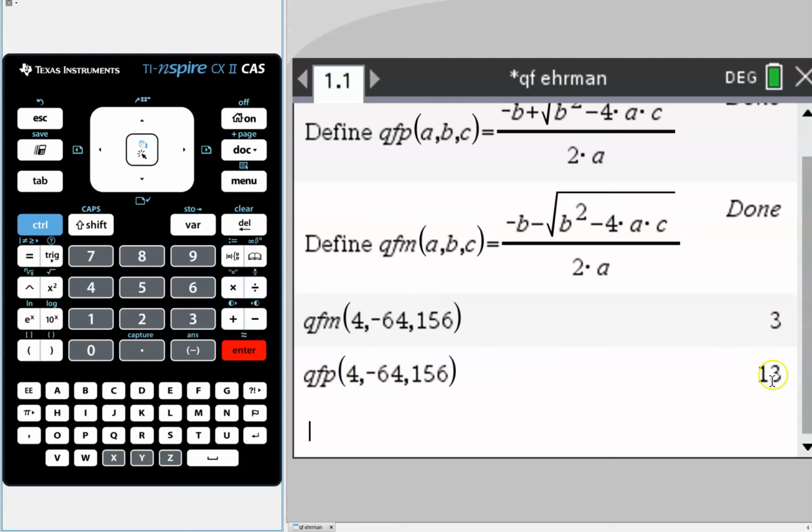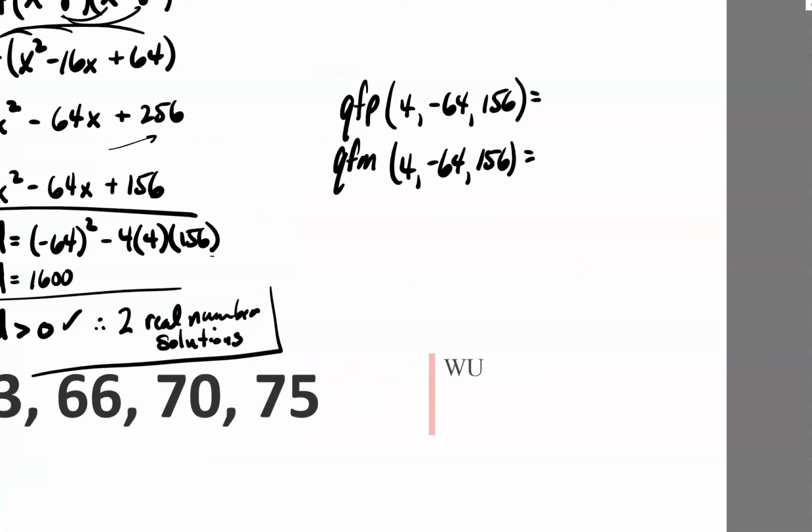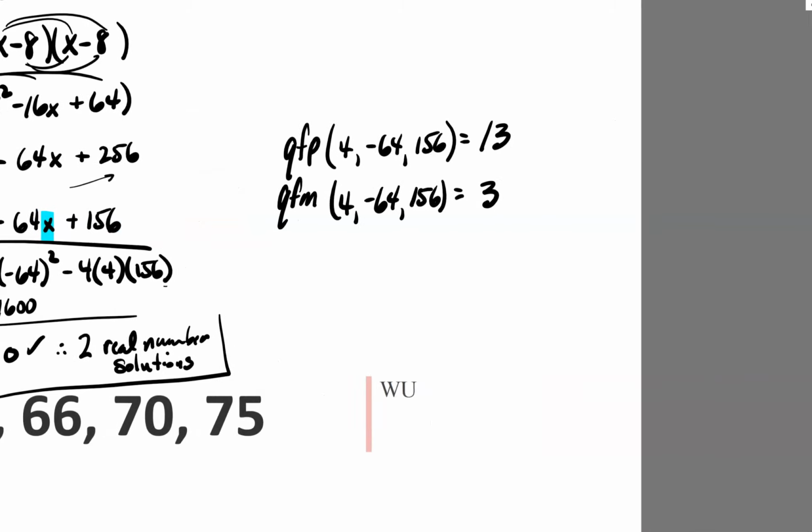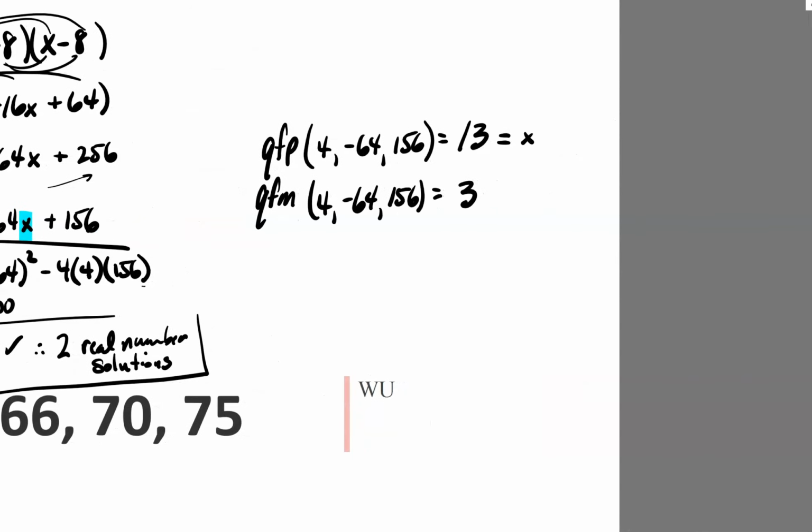Now these numbers worked out really nice. They're nice whole numbers, and they are both real numbers. So QFM gave me an answer of 3. QFP gave me an answer of 13. Now remember, our goal here was to solve for our unknown variable, which happened to be x. X was the unknown. So this QFP and QFM is saying that x, the width of the cardboard itself, is either 13, or it could be 3, or maybe even both.